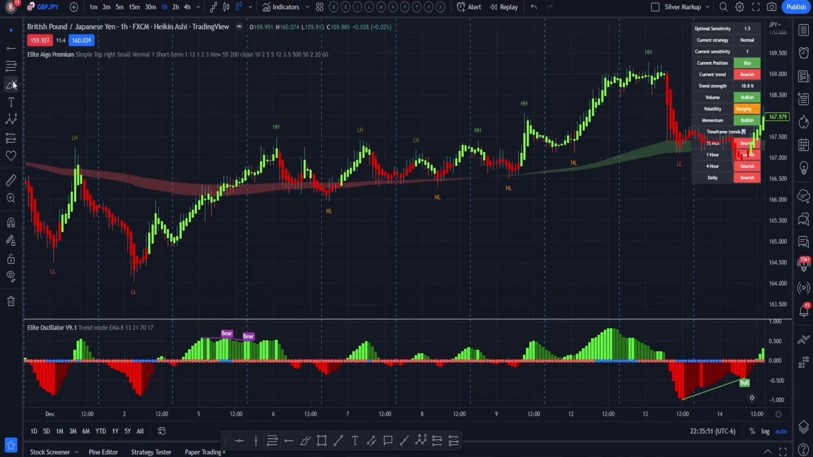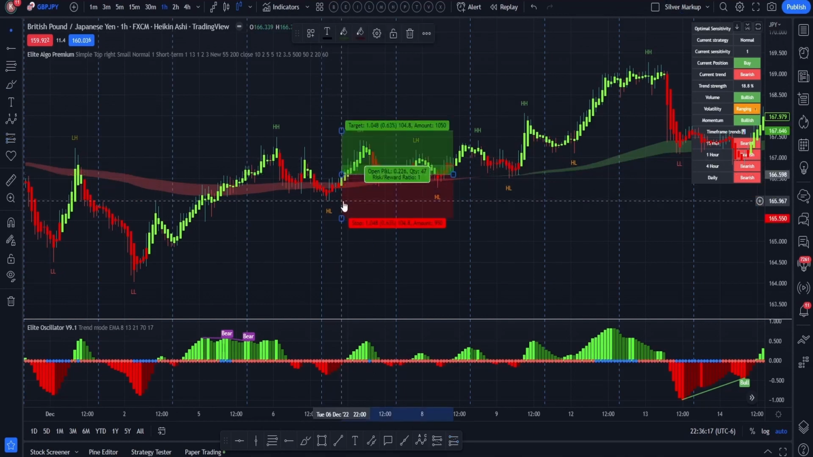Then the very next thing you want to look for, and this will be your entry, is you want to enter when the candle changes color and closes. With that example, it would be this candle, because you have a higher high, a higher low, and then the candle changes colors. So your setup would look like this.